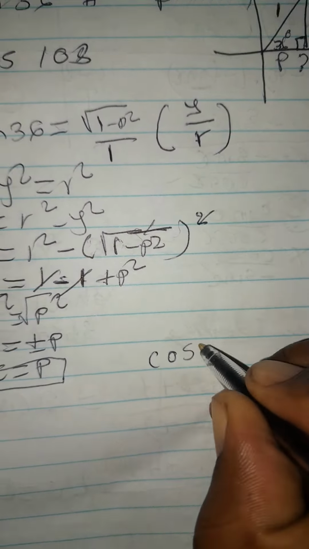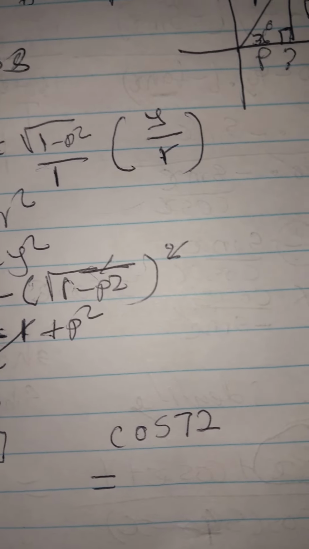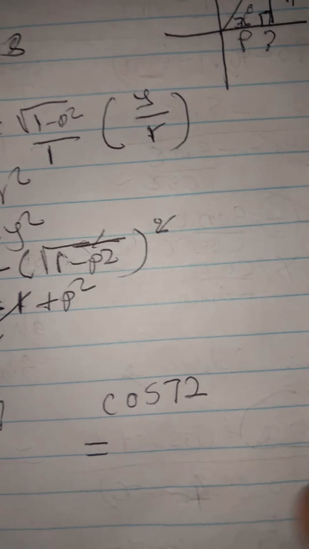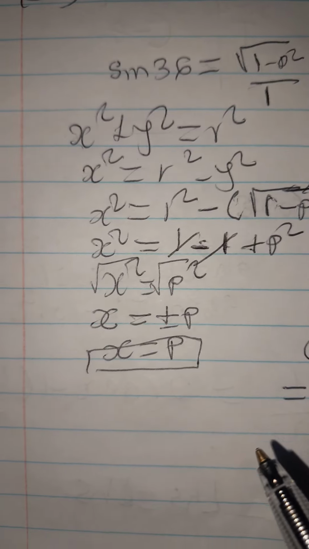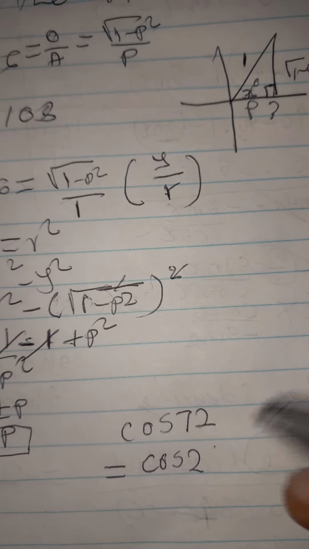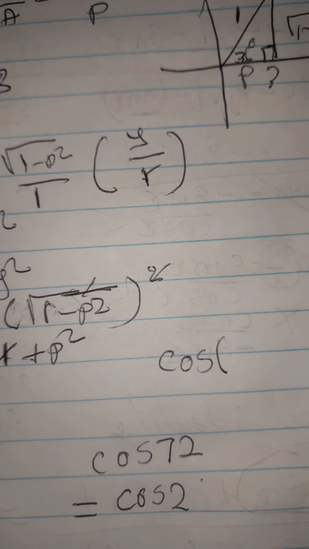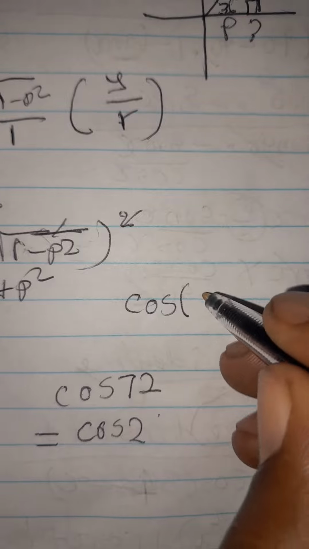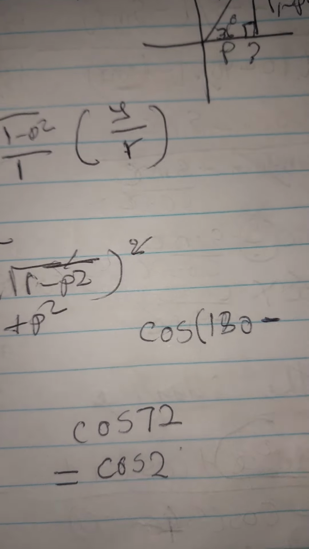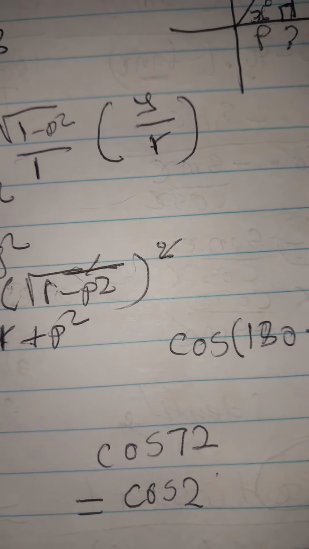Cos 72. Remember that we were given sine 36. I can see a double angle here. When you divide 72 by 2, it will be 36. So we have a double angle here. We have cos 2... Oh, I made a mistake, guys. Remember we said cos of 180 minus 108? It's not cos. That's a silly mistake. So 180 minus 108.